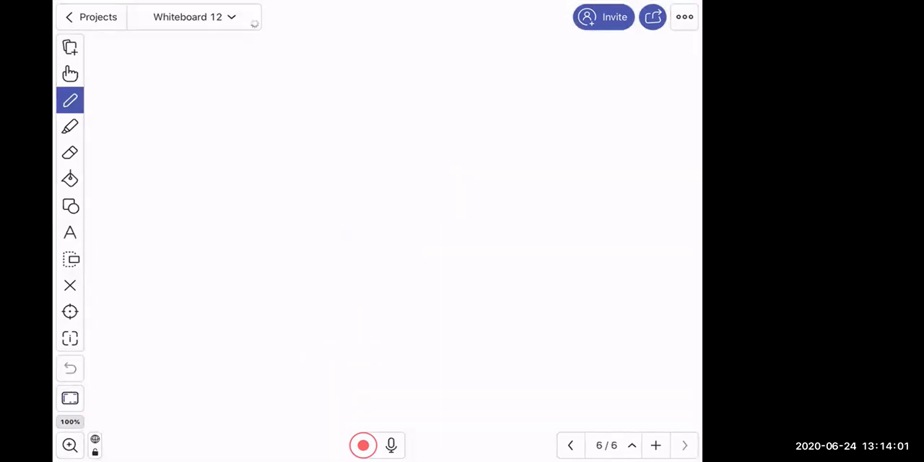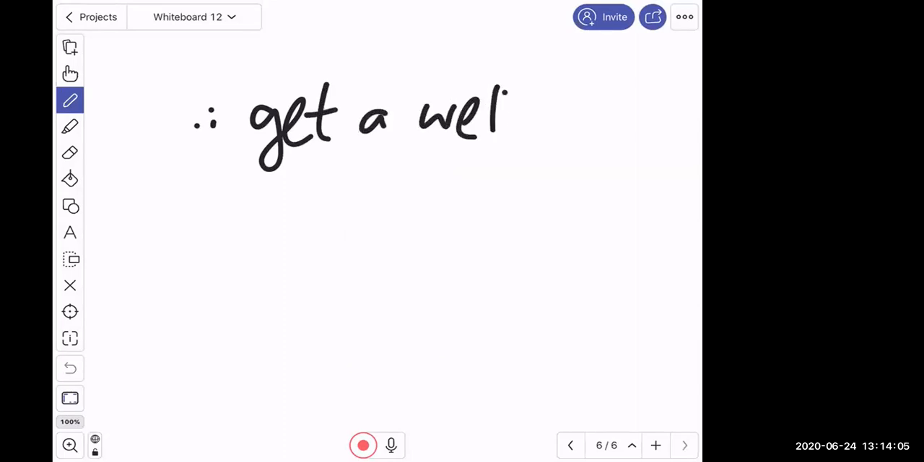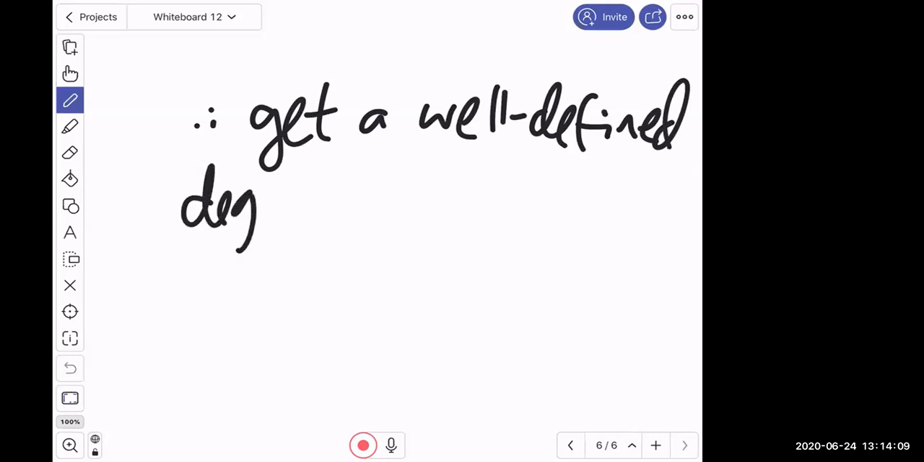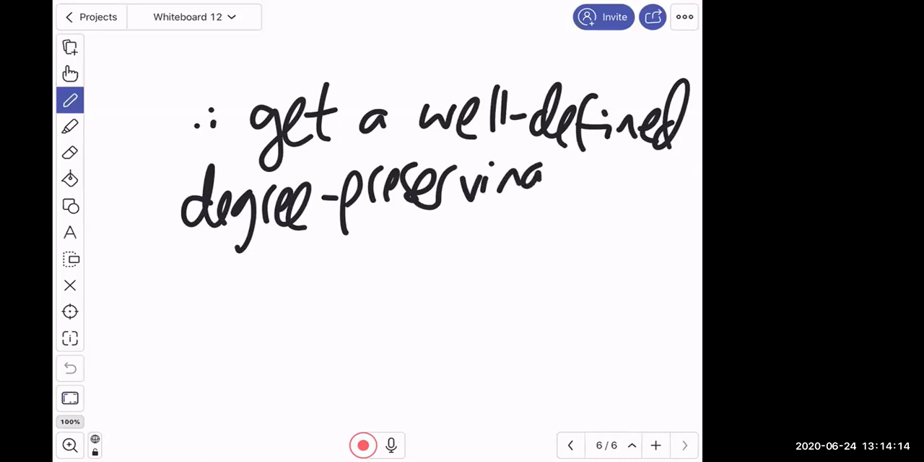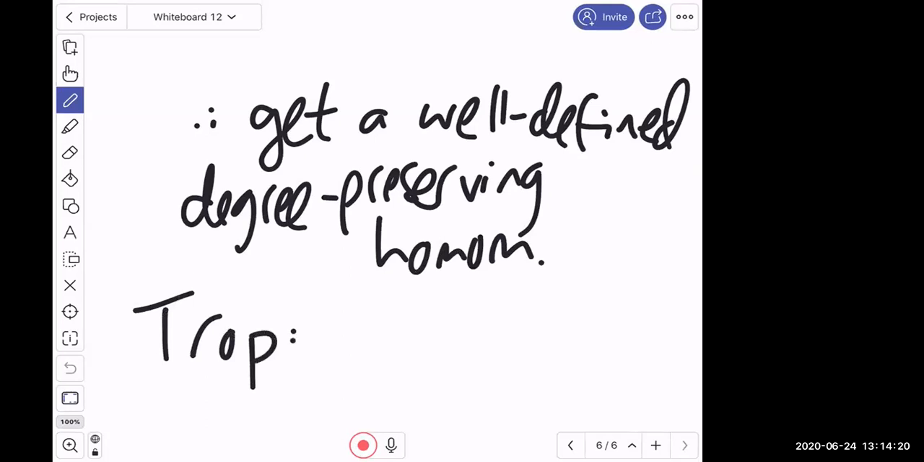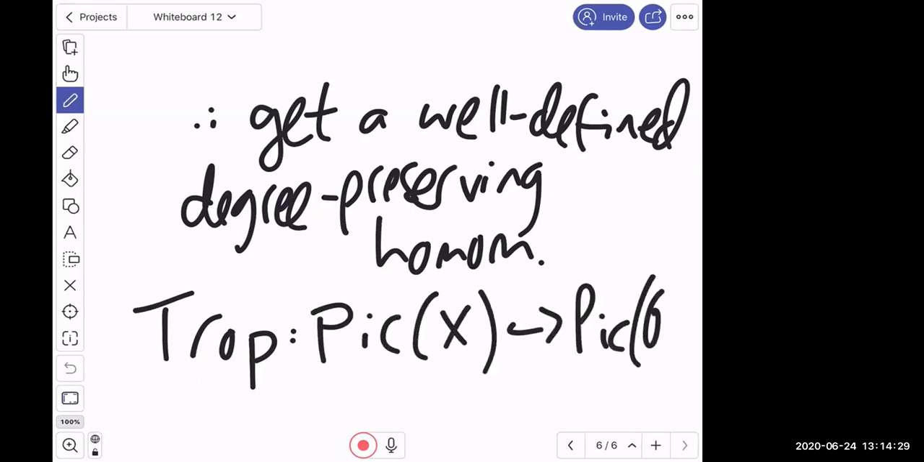And therefore, we get a well-defined map. It's in fact a degree-preserving homomorphism, which I'll call trop, because this is closely related to ideas in tropical geometry, from the Picard group of my curve to the Picard group of my graph as defined last time.